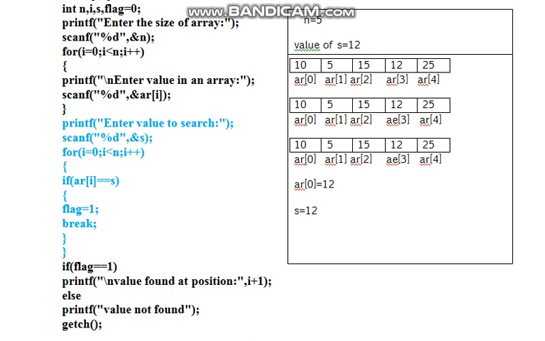So the loop starting from i assigned 0 means we are at the 0 index right now, whose value is 10. Now if we see arr[i], arr[i] means index 0, which means we are here. Is it equal to s? What is the value of s? The value of s is 12. So the value at the index is 10 and the value of s is 12.